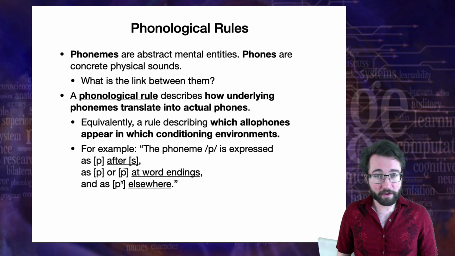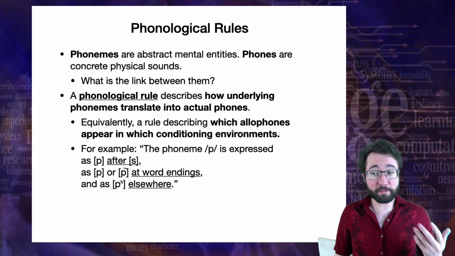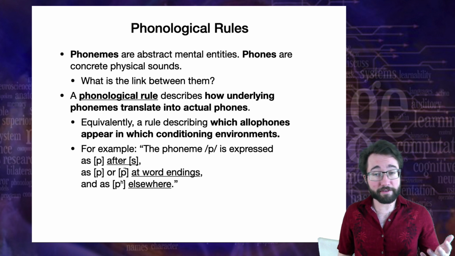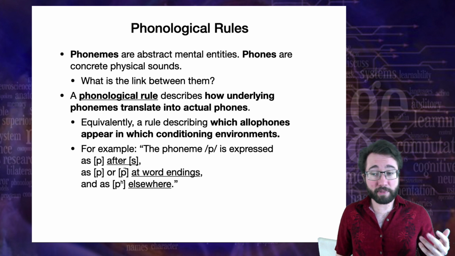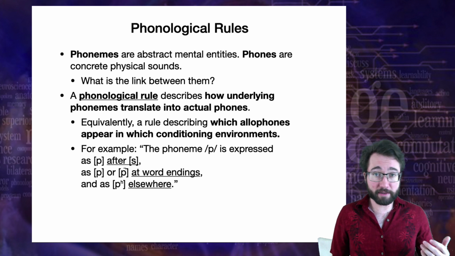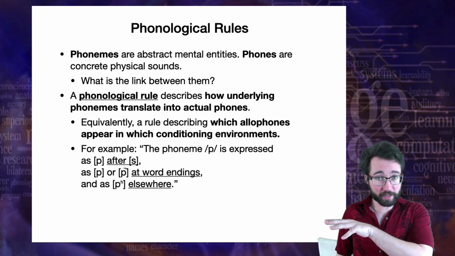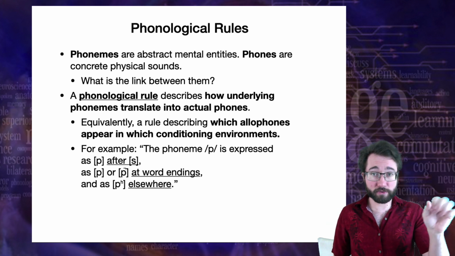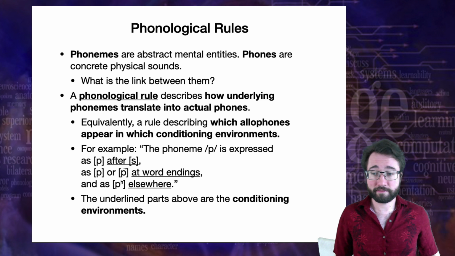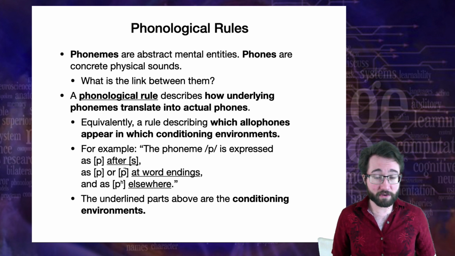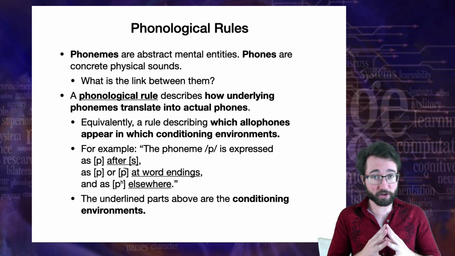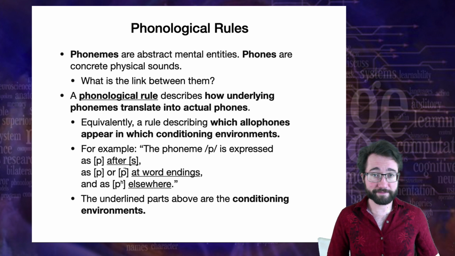For example, when you say something like the phoneme P is expressed as the sound B after S, as unreleased at word endings, and as aspirated P elsewhere, that's a phonological rule. You've stated how an underlying phoneme is expressed as an actual sound in different contexts. And the underlined parts of this are what we call the conditioning environments. When allophones are in complementary distribution, there are conditioning environments that determine which allophone you get.